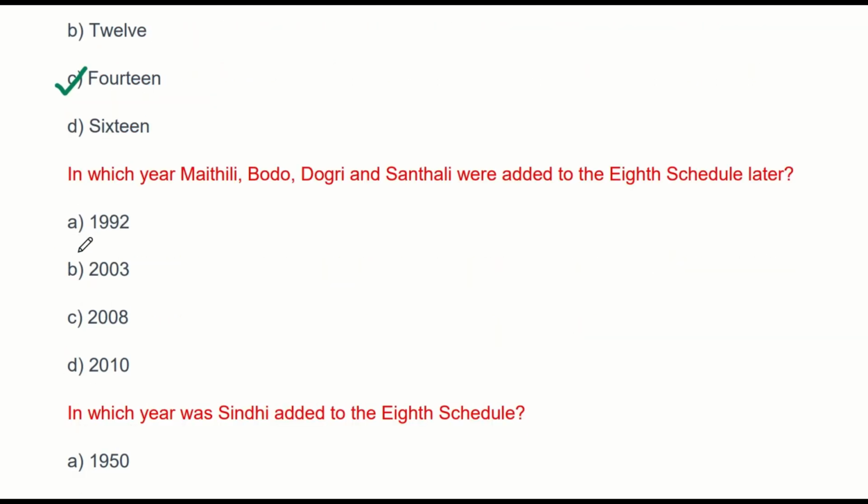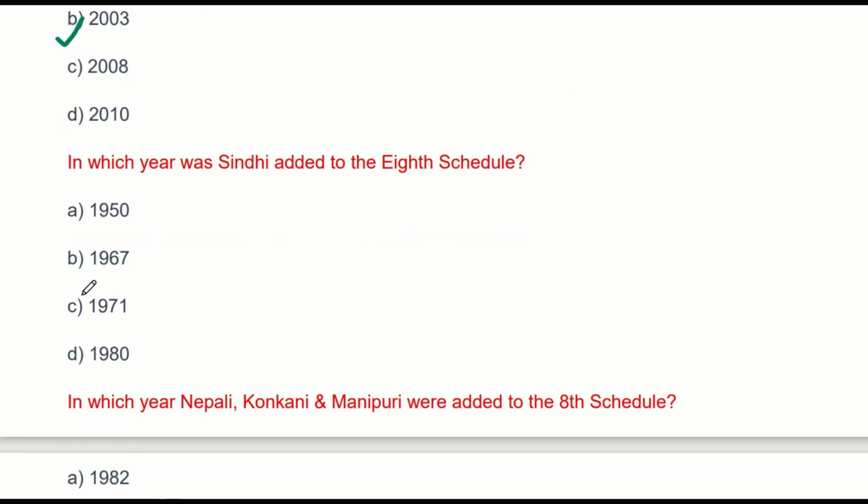14. In which year were Maithili, Bodo, Dogri and Santhali added to the 8th schedule later? A. 1992. B. 2003. C. 2008. D. 2010. And right option is option B. 2003. In which year was Sindhi added to the 8th schedule?